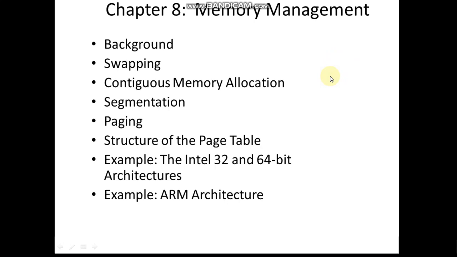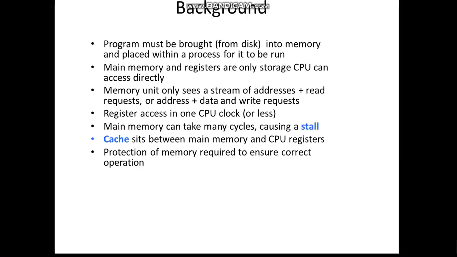So this chapter has different sections to be covered, such as background swapping, contiguous memory allocation, segmentation, paging, structure of the page table, and some examples of memory management for different architectures. In this particular video, we are going to look into the background, swapping and memory allocation. In the next video lecture, we will look into some problems. This is a very basic need for learning those problems. So let us go to the background.